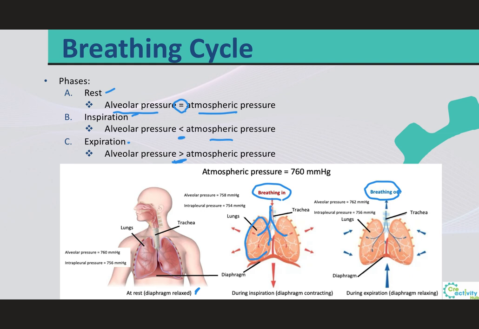Here we can also talk about respiratory rate, which is the number of breathing cycles that occur per unit of time. And this is usually expressed in breaths per minute. So in an average adult at rest, the respiratory rate is about 12 breaths per minute, and each breath is equivalent to one breathing cycle. And a breathing cycle is one inspiration and one exhalation.